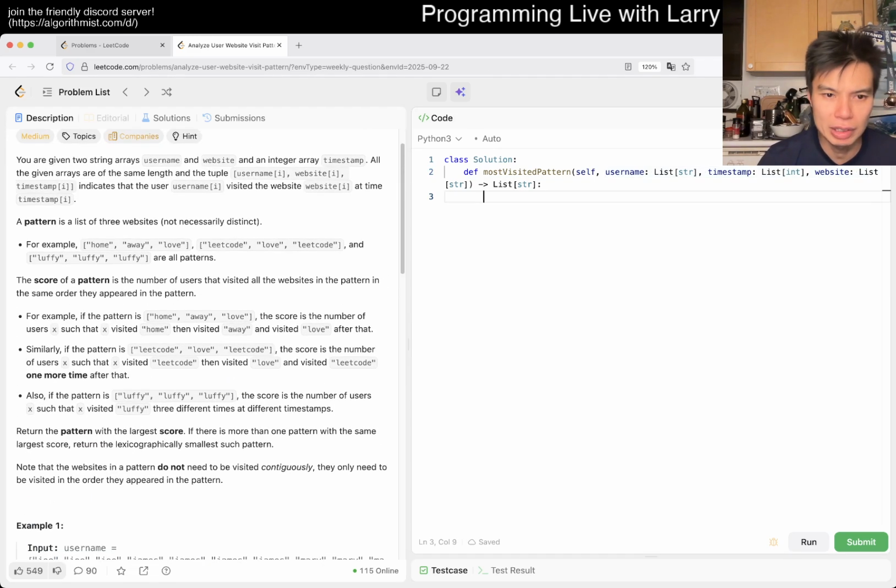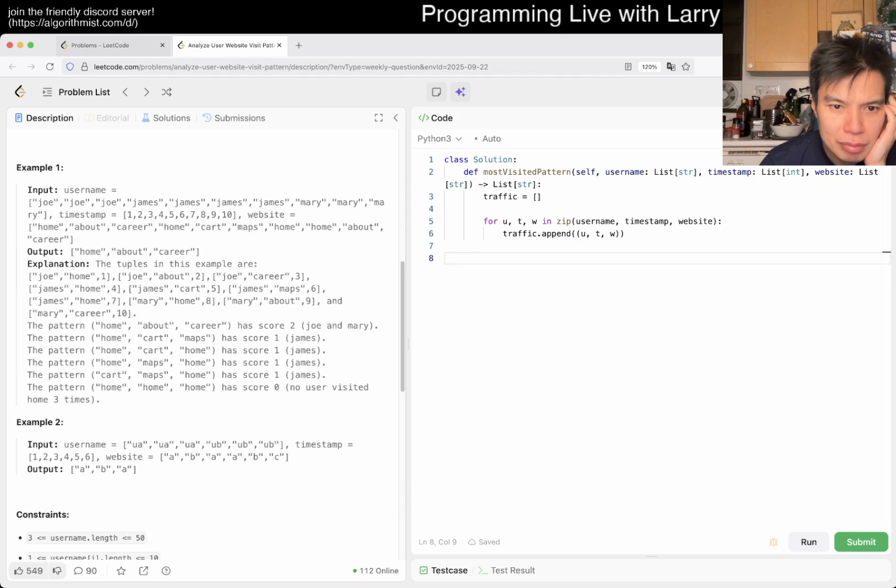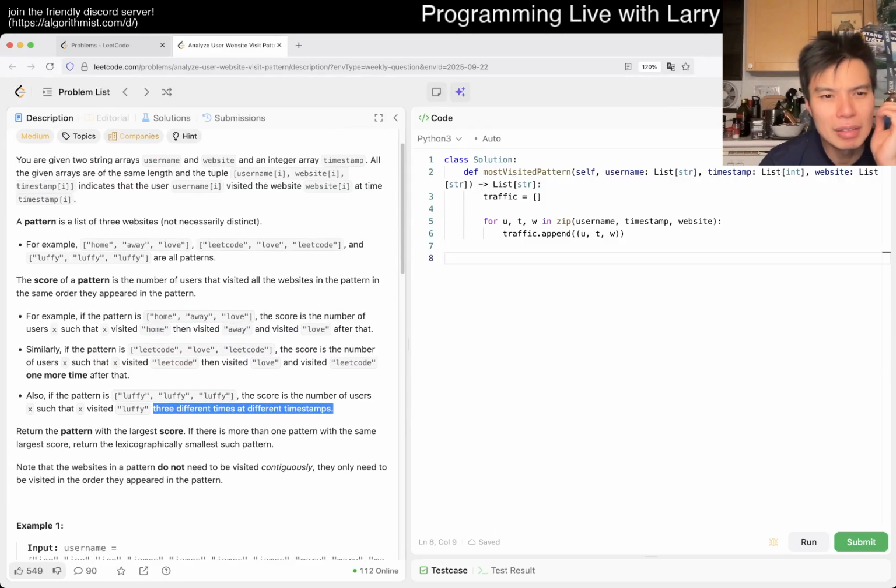So let's get started. Let's just try it. Just zip them up, and of course you can do it in one line. And do we even care about the timestamp? Does it come up anywhere? They have to be different. Do they have to be adjacent?